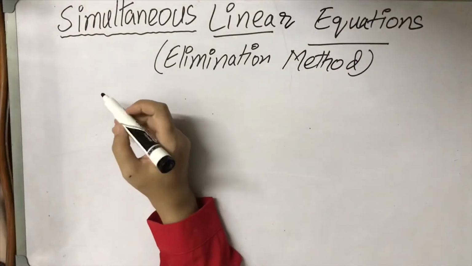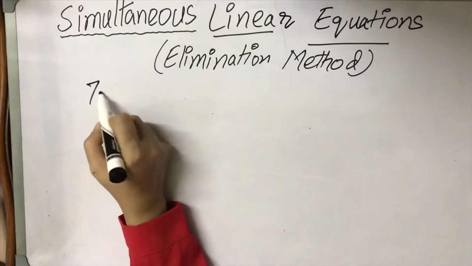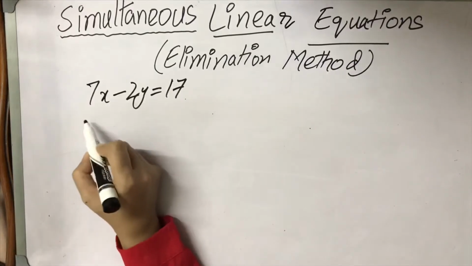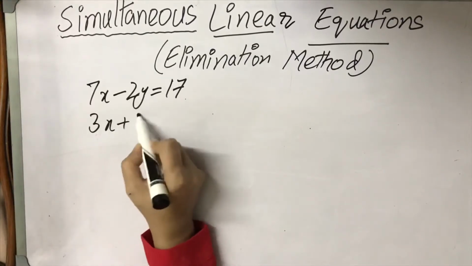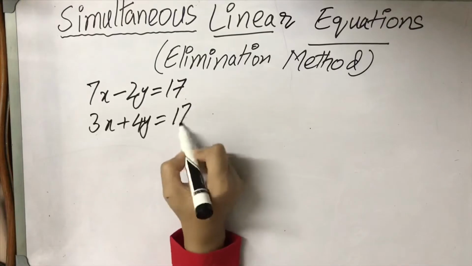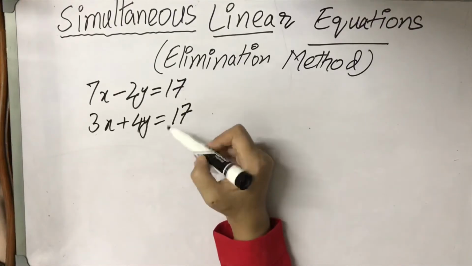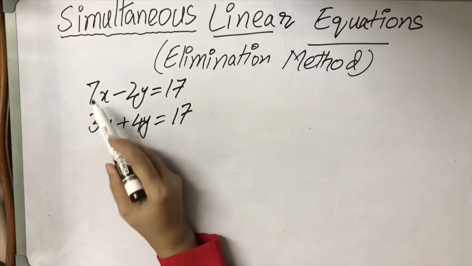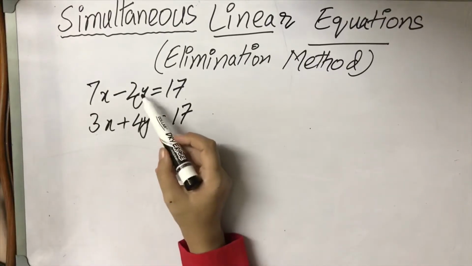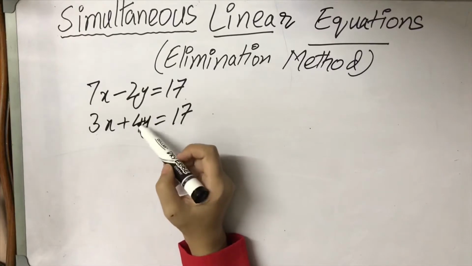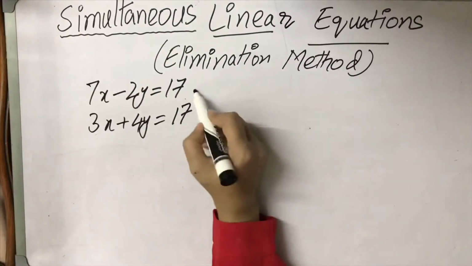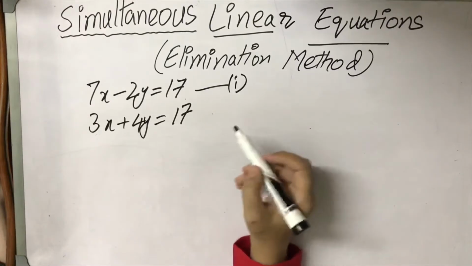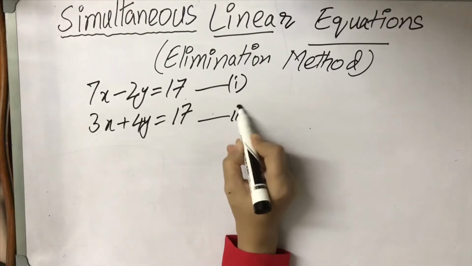The next question which I have chosen for you is 7x minus 2y equals 17 and 3x plus 4y equals 17. You can observe that the constant term is the same, but it doesn't matter. Both x have different coefficients, and both y's have different coefficients, but one is the multiple of the other. So we shall multiply the first equation with 2 and the second equation will remain as it is.